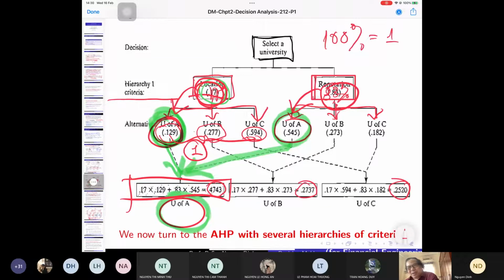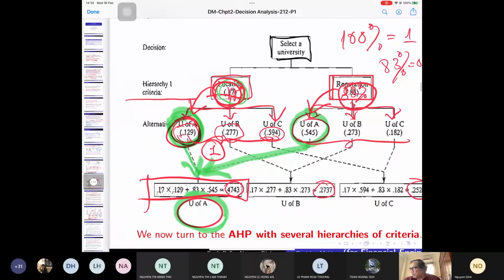100% is 1, you see? 83% means 0.83, something like this. So the sum of this is 1. The sum of this is 1. Okay? The percentage of the location is 1.